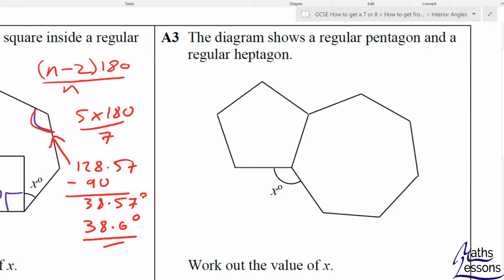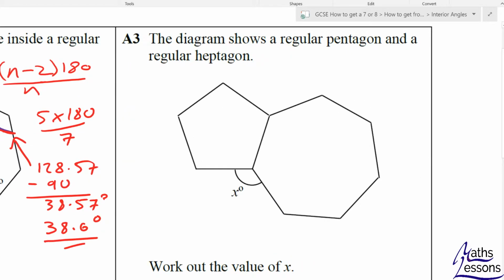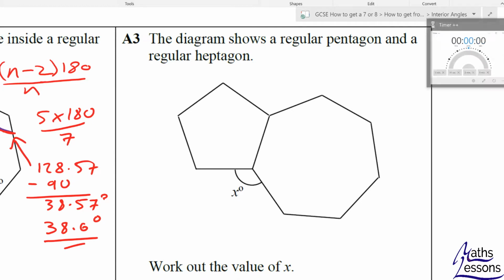Okay, let's have another look at this third one here, and I'll give you another 2 minutes to have a go at this one.